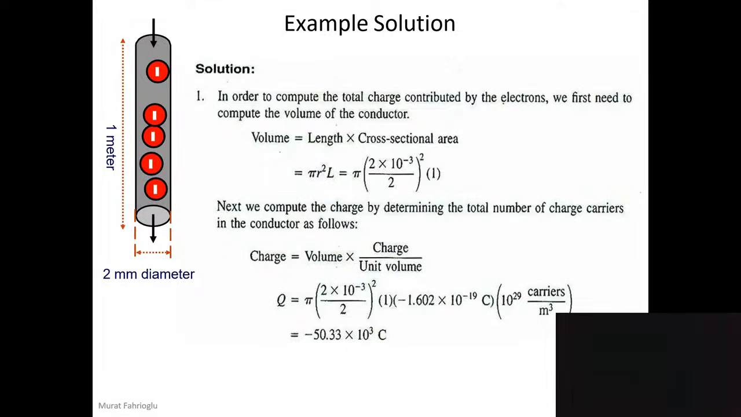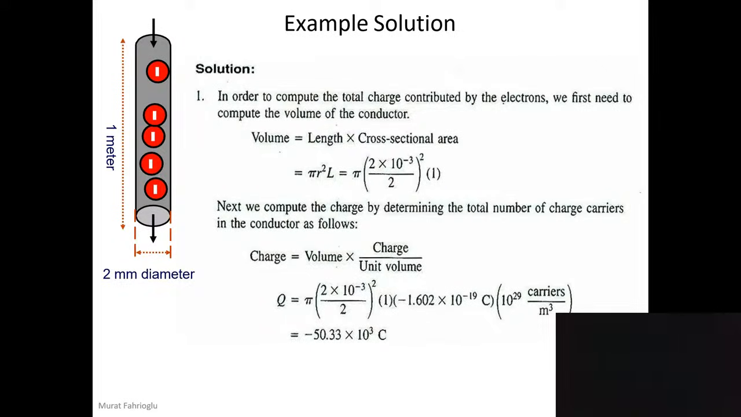Here the diameter is 2 millimeter, so 2 into 10 raised to minus 3 divided by 2, because they gave the diameter and this formula needs the radius. Apply the value in the formula pi r squared, square the value. The length is 1 meter, so we put the value of 1. So pi into (2 into 10 raised to minus 3 divided by 2) the whole squared.